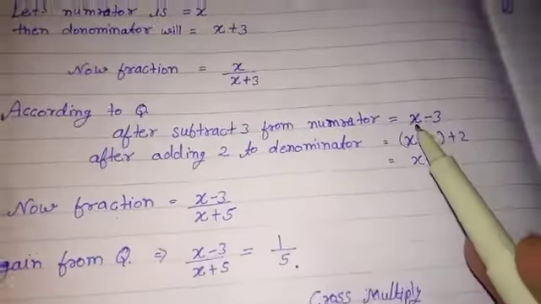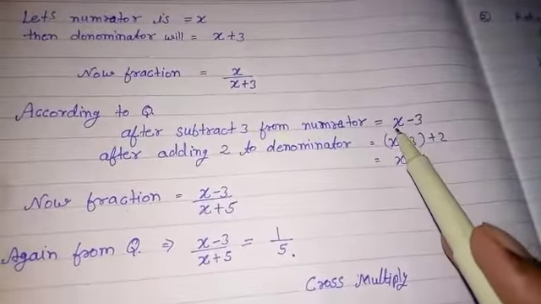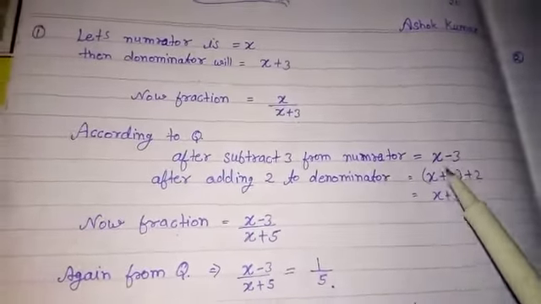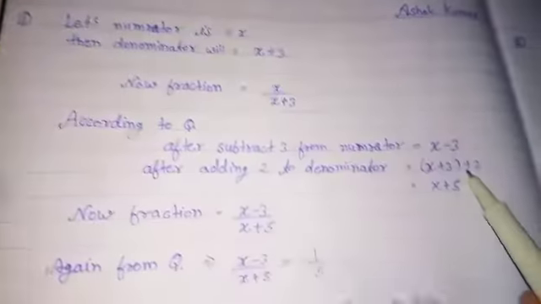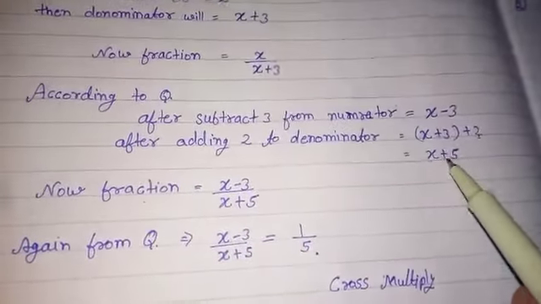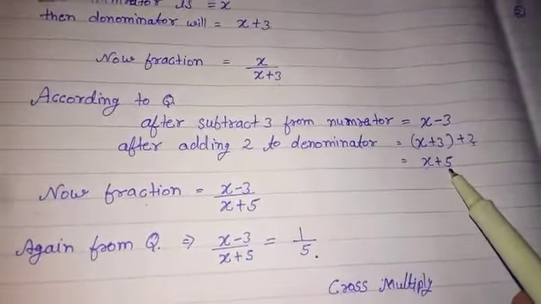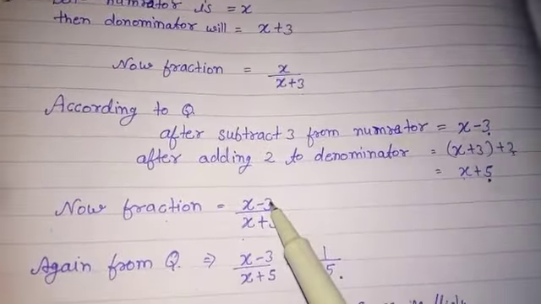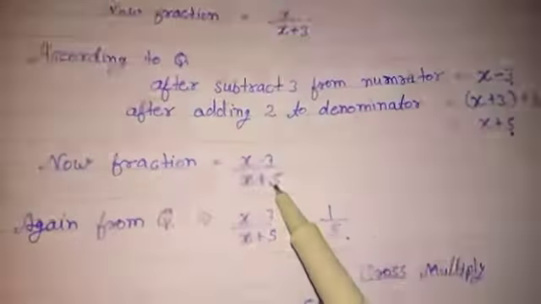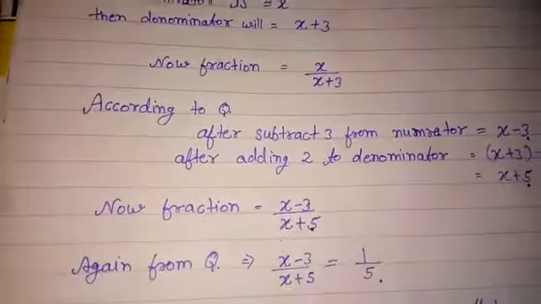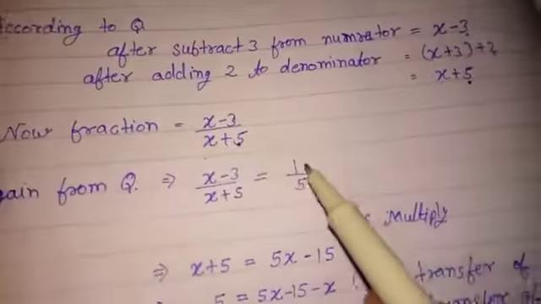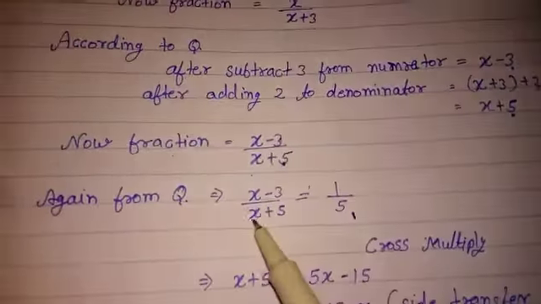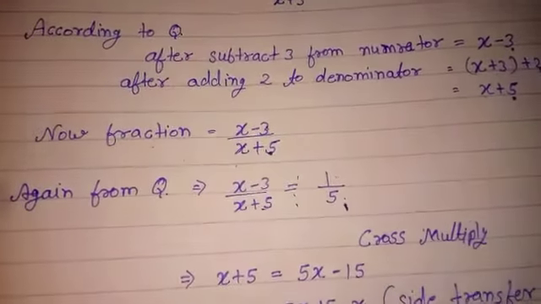So firstly, subtract here: x minus 3, meaning from the numerator we subtracted 3, and I am adding 2 to the denominator. Because the denominator is x plus 3, add 2, so the denominator will be x plus 5 and the numerator will be x minus 3. So now our new fraction is x minus 3 upon x plus 5. The question says the new fraction is equal to 1 upon 5. So I have written here x minus 3 upon x plus 5 is equal to 1 upon 5.